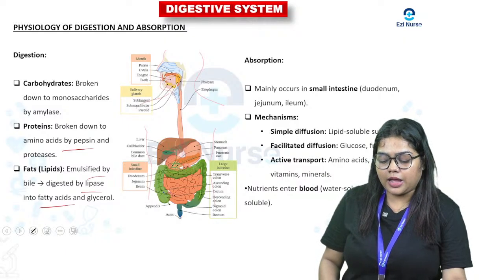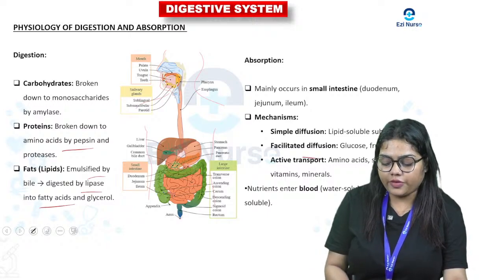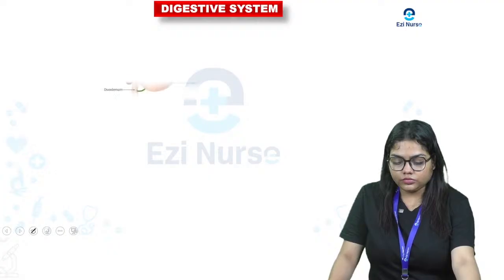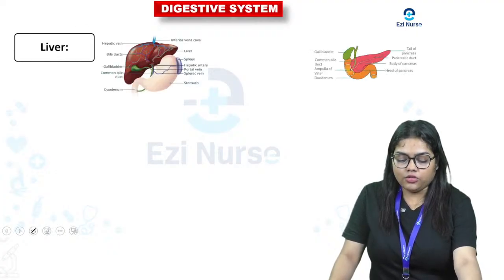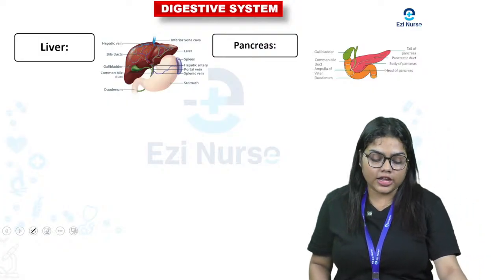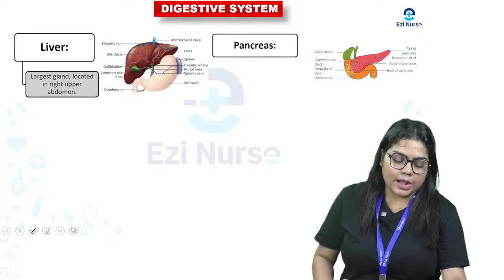The absorption will mainly occur in the small intestine. The main mechanisms are simple diffusion, facilitated diffusion and active transport. Now in the digestive system, the two main important support organs are the liver and pancreas. The liver is the largest gland, okay, in the upper right abdomen.